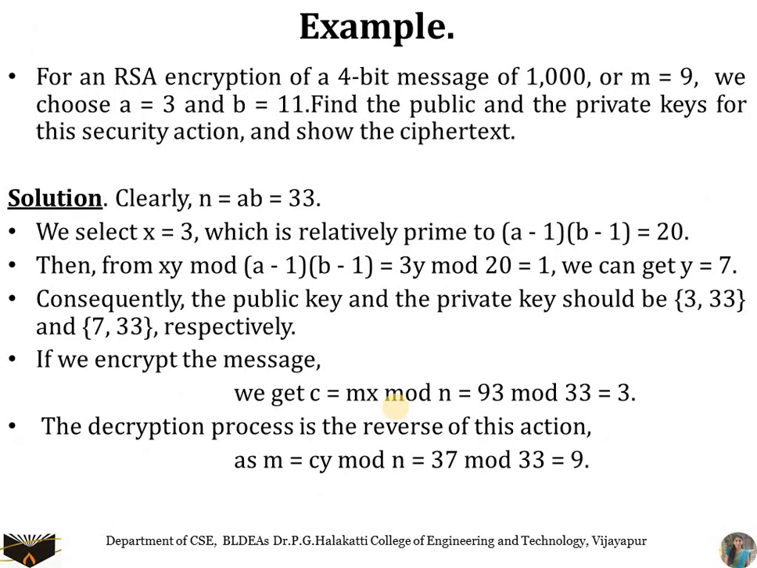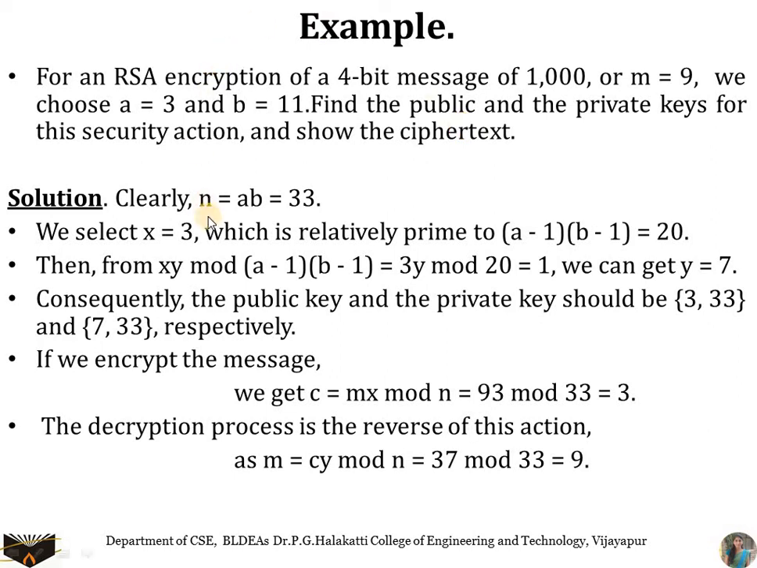So here we have an example for the RSA algorithm. We have a 4-bit message, 1001, which is the binary representation, and we call the message 9. We have chosen A equal to 3 and B equal to 11. Find the public and private keys for this and show the ciphertext. So we have m equal to 9, and we already have the values for A and B. We need to find the public and private keys and show the ciphertext.